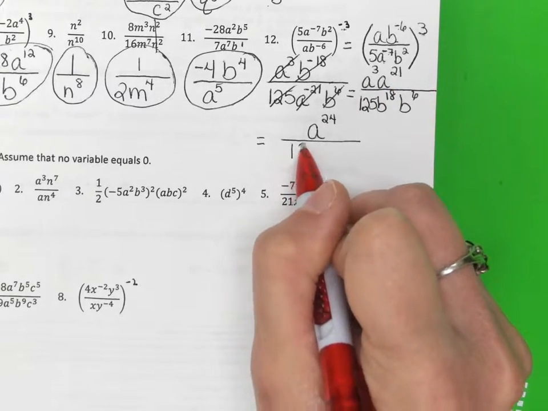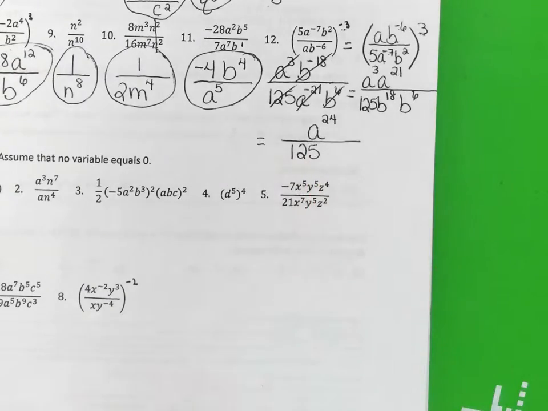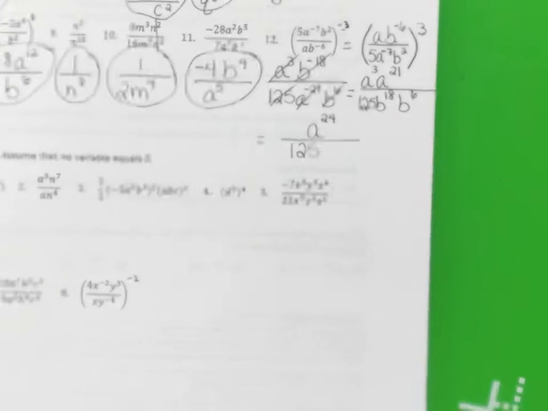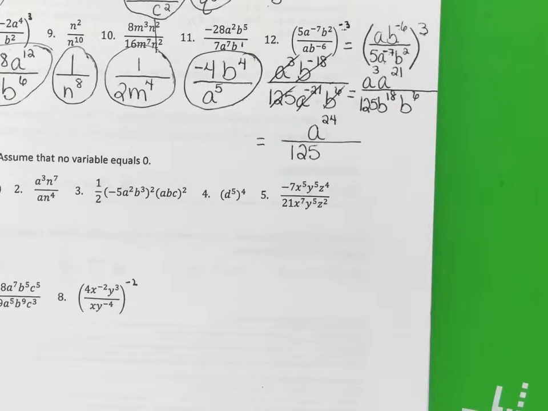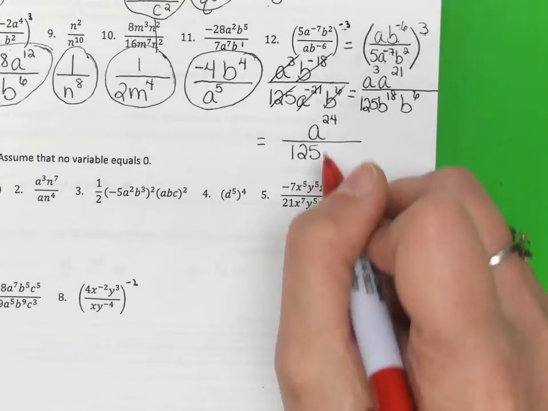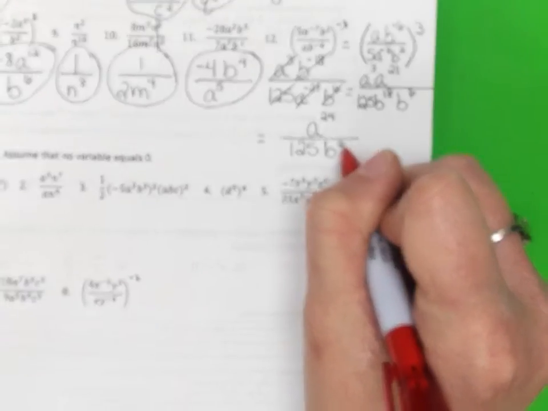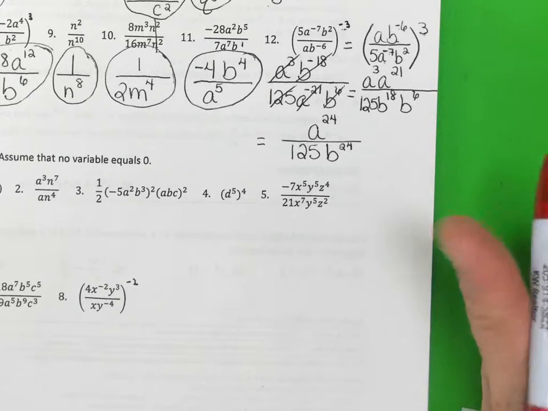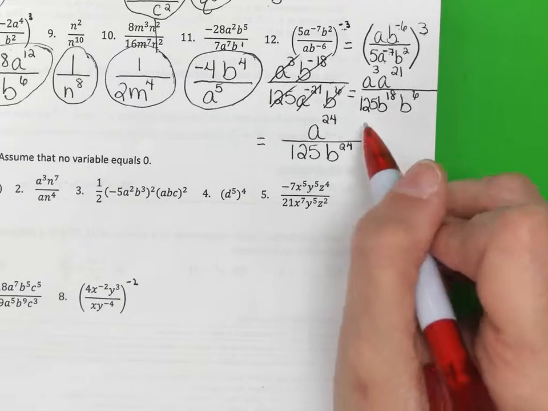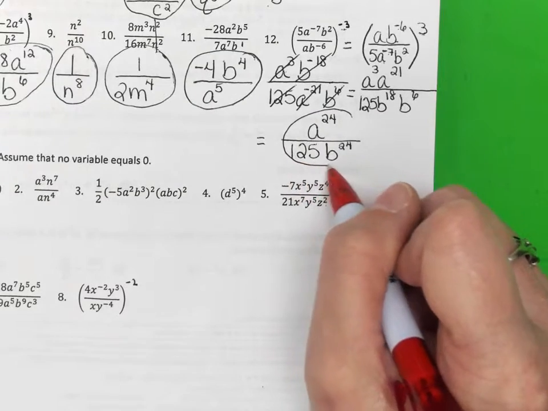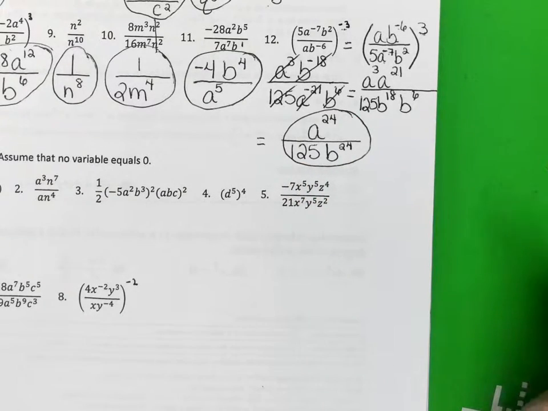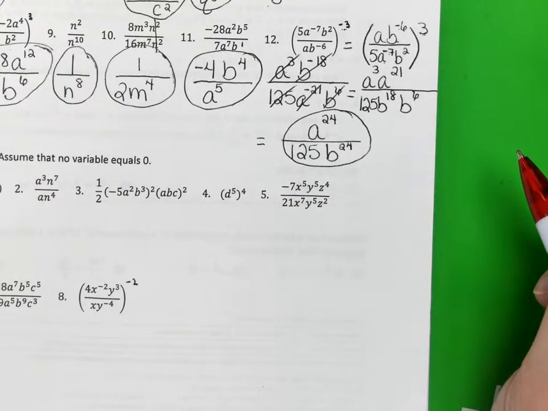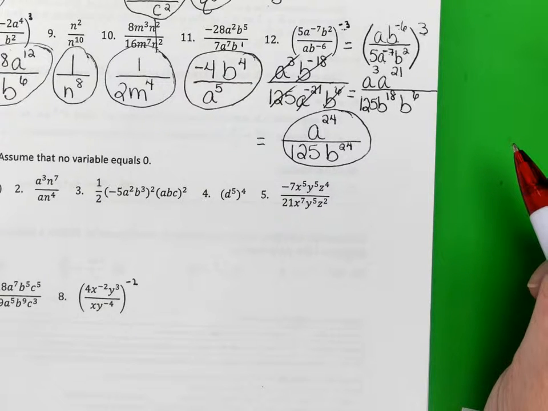And then 125, same thing. Multiply the bases of b, and you add the exponents, so you get 24. Oh, wait, do those cancel out? What? They're the same. But they're not the same base. They're the same number, but they're not the same base. They do not cancel out. Y'all okay?